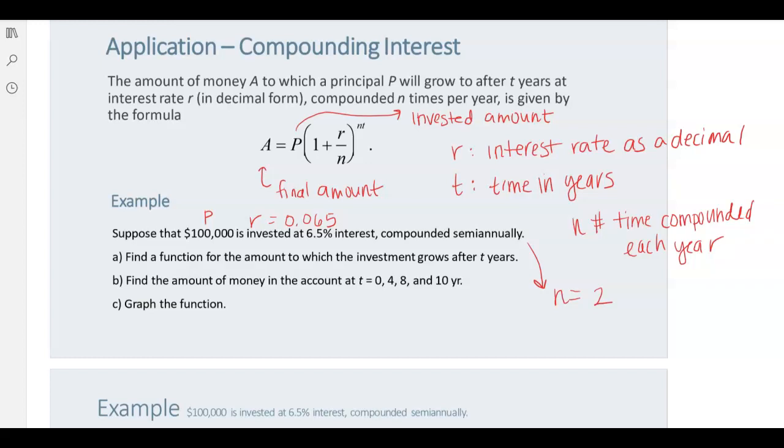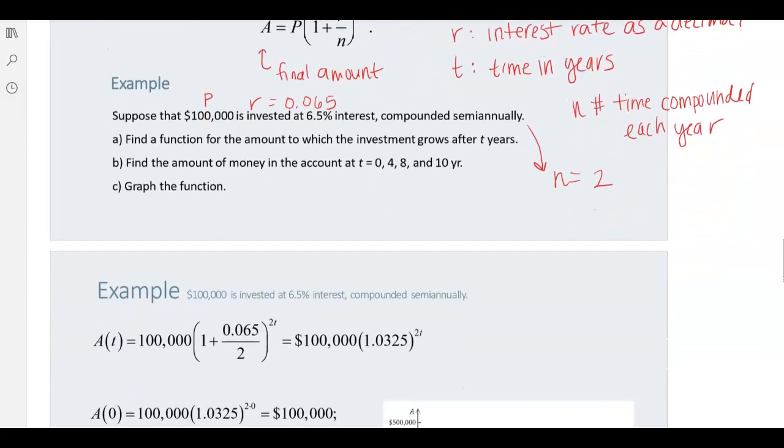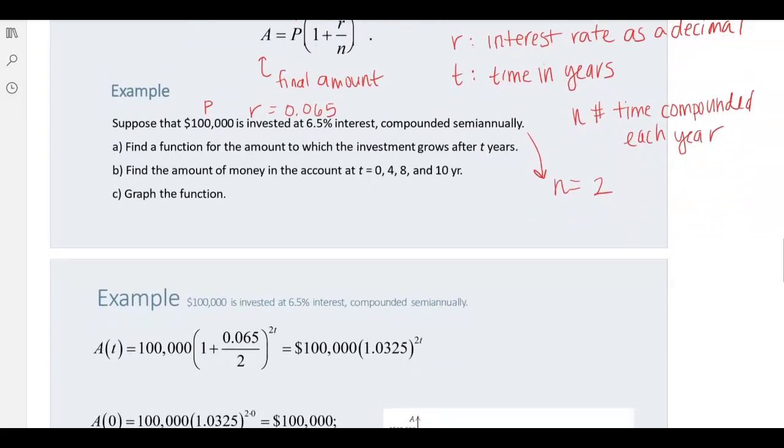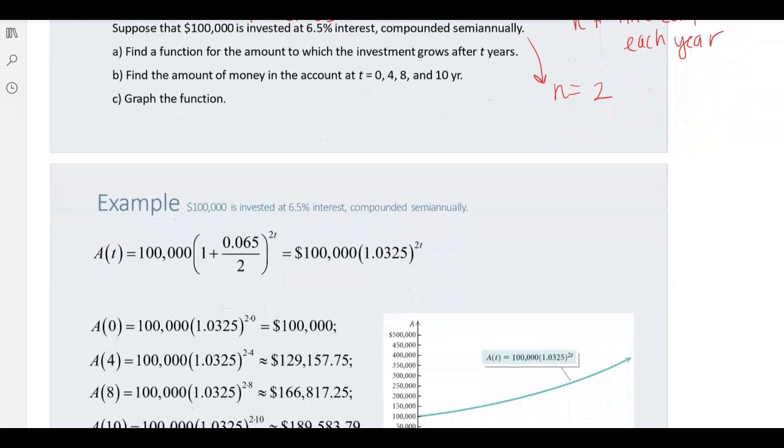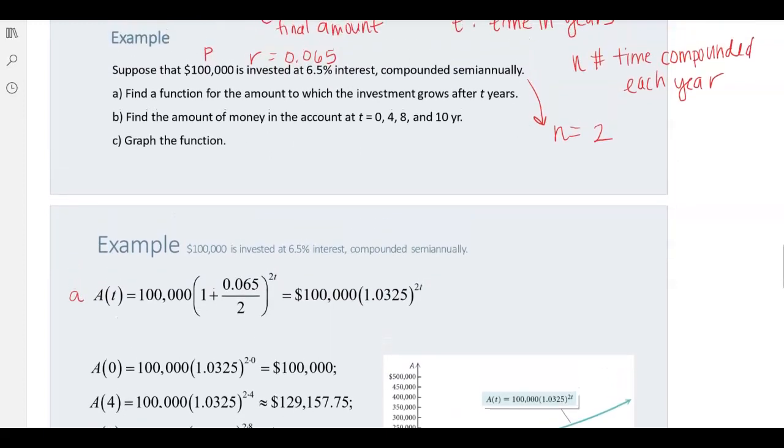First, we're going to set up the function. That would be the first part. This is part A. The first thing we want to do is set up the function that we can use to determine how much money we would have for a certain amount of years. So principal goes here. The interest rate goes here. We're compounding twice a year. And then this is 2n times t.